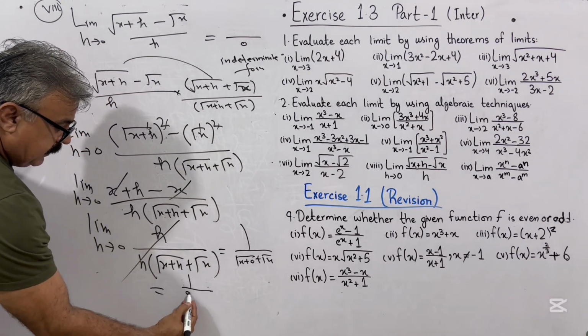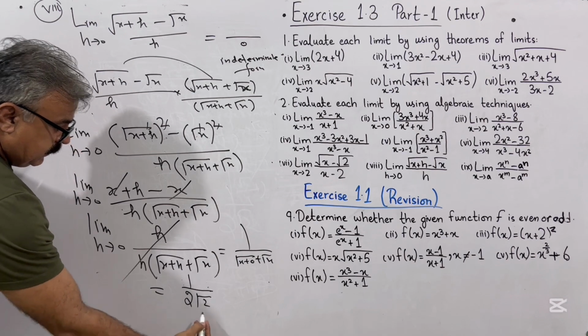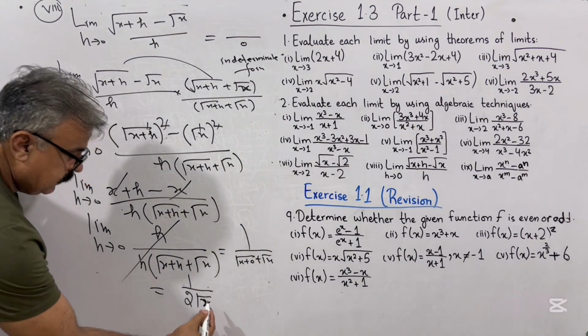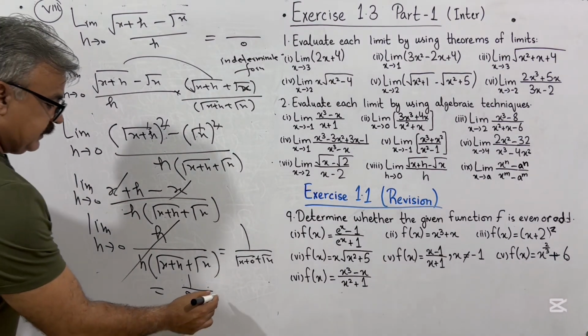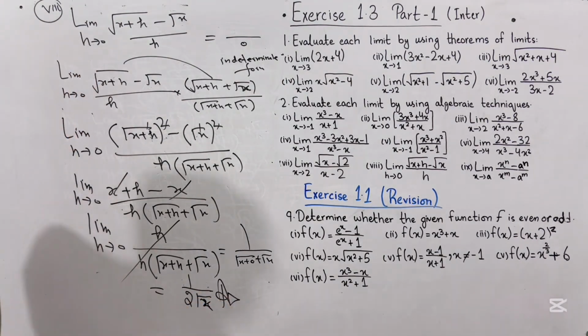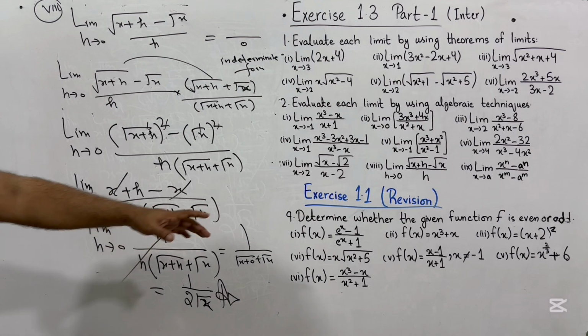Root x plus root x becomes 2 root x, so we have 1 over 2 root x. It is our answer in that case. They are almost identical.